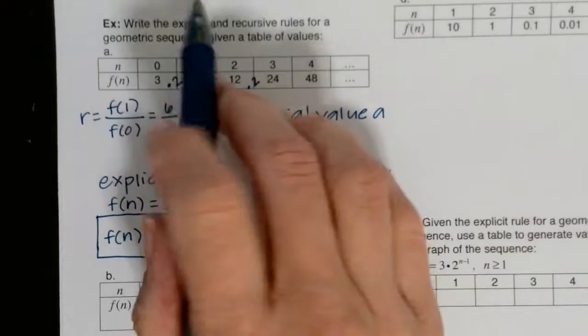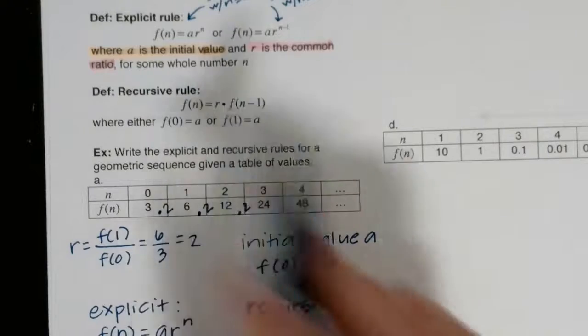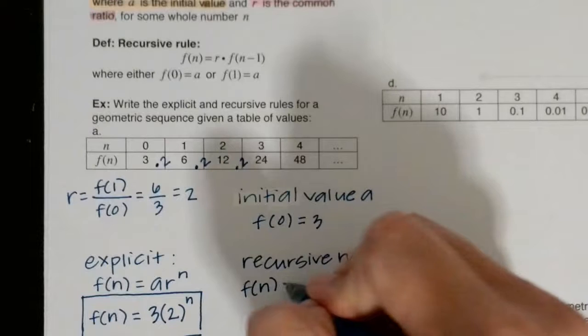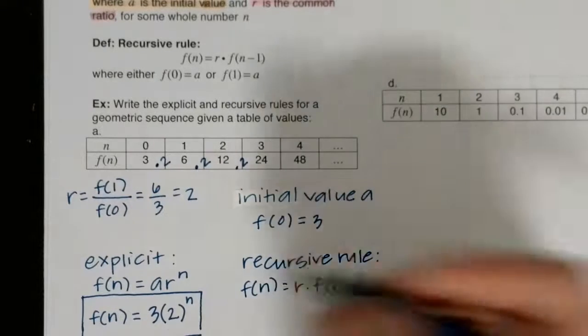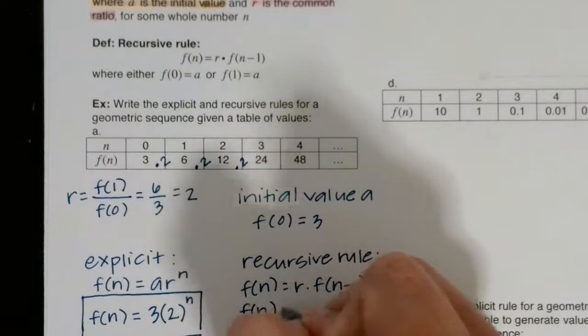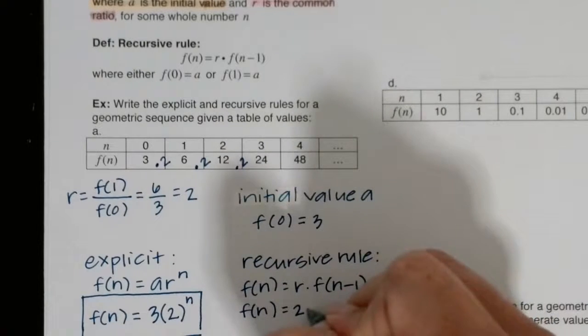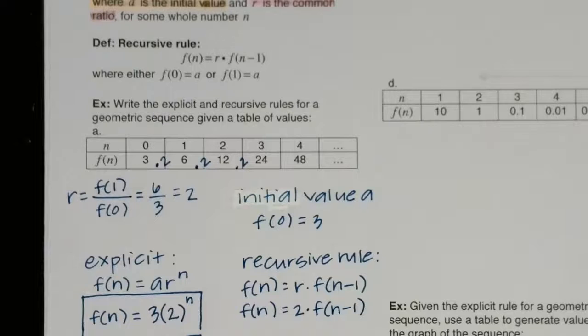Okay, for the recursive rule, we're looking up here now. Here's the recursive rule: f of n equals r times f of n minus 1. So, super easy. F of n, the only thing we have to plug in on this one is our r value, which we said was 2, and then keep f of n minus 1. So this is just saying if you want to find your nth term, you need to multiply it by its previous term. So that is what a recursive rule is.